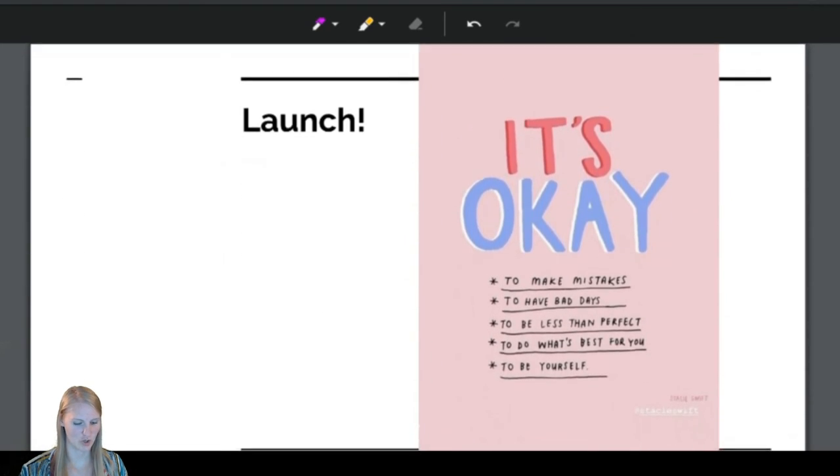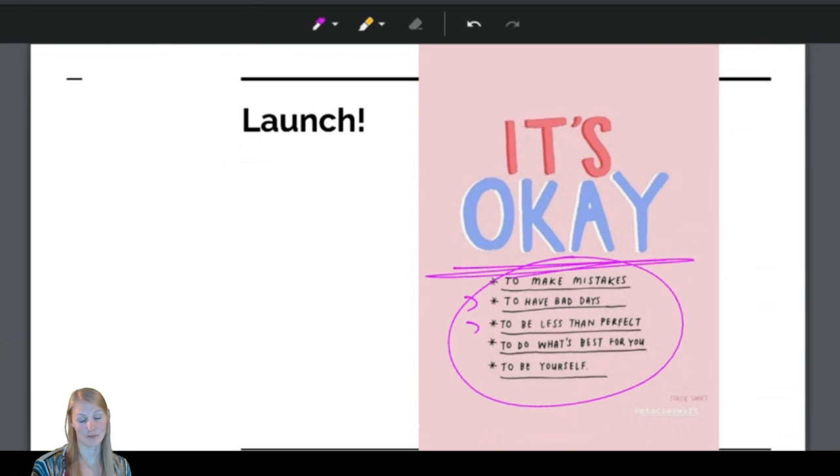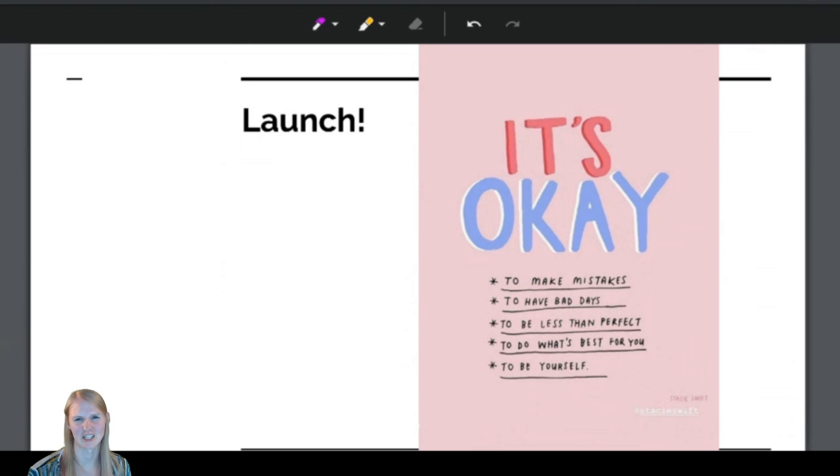All right, and as usual, let's end with a launch. It's okay. It is okay to make mistakes, to have bad days, to be less than perfect, to do what's best for you, and to be yourself. Every single one of these things is okay. It's okay to make mistakes. No one is perfect. You're going to make mistakes, and that's okay.